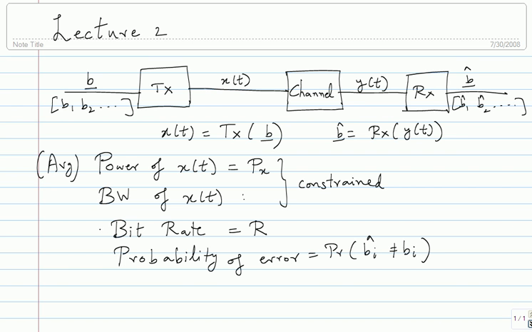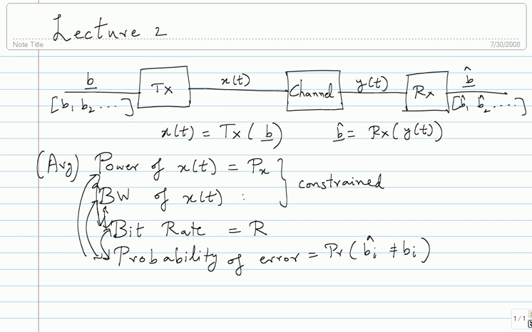So what would you desire for bit rate? You would want as fast a bit rate as possible. What would you desire for probability of error? As low a probability of error as possible. Those two things are going to be related, and there's going to be some kind of a trade-off between these two. Trade-off here, everywhere. So all these four quantities are going to be closely interrelated.